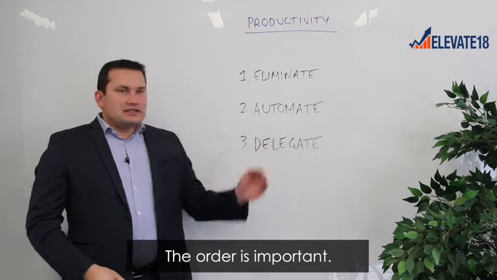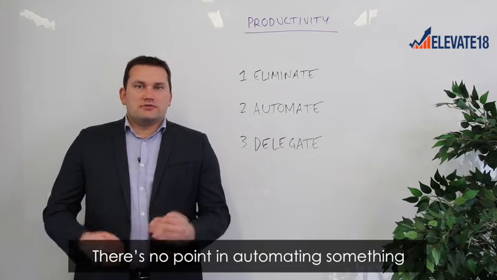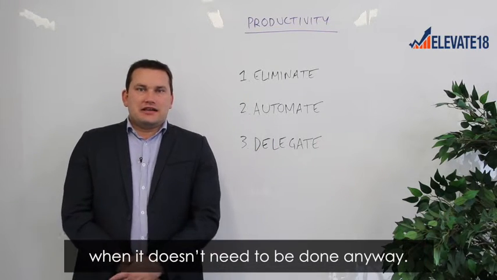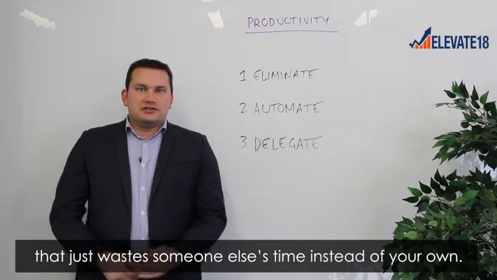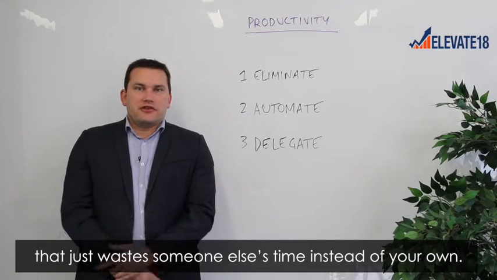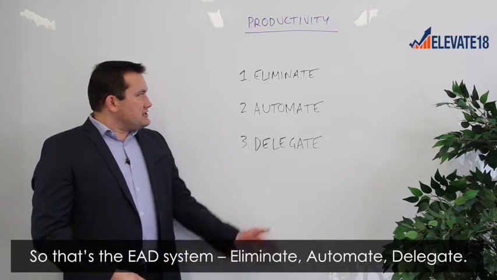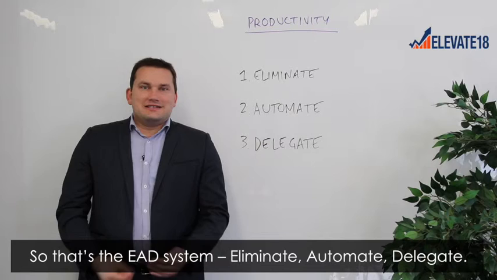And so the order is important. There's no point in automating something when it doesn't need to be done anyway. And then if you delegate something when you could automate it, you just waste somebody else's time instead of your own. So that's the EAD system: eliminate, automate and delegate.